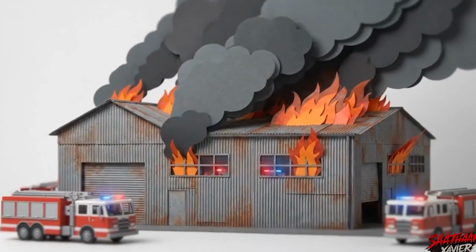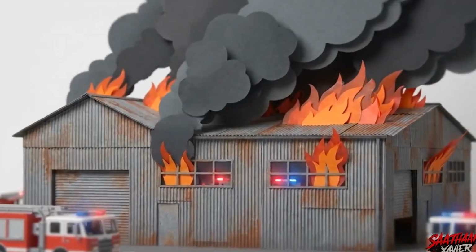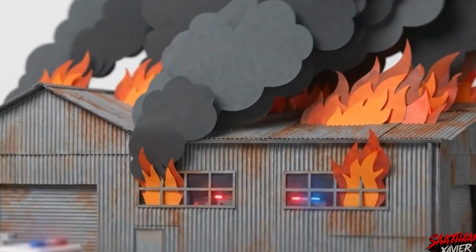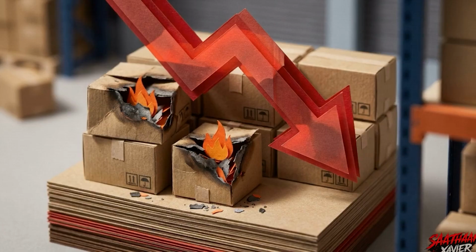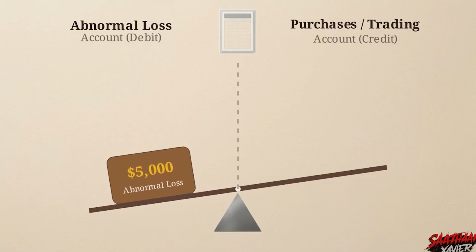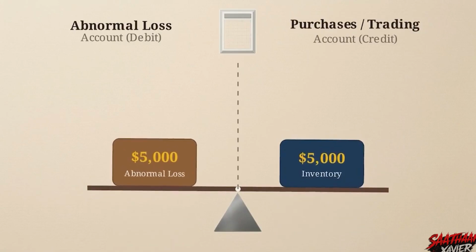Let's look at the first major physical disruption: abnormal loss. Say a sudden warehouse fire damages a significant portion of your inventory. The foundational fix requires you to physically reduce the recorded inventory. You do this by debiting the abnormal loss account and crediting the purchase or trading account.